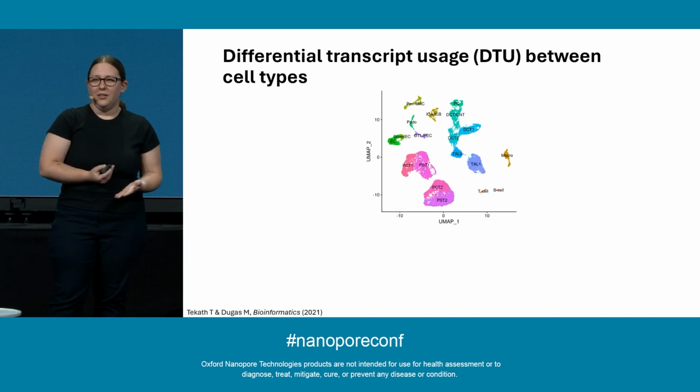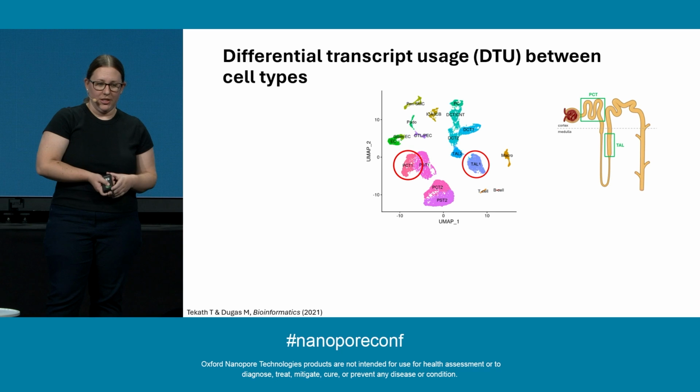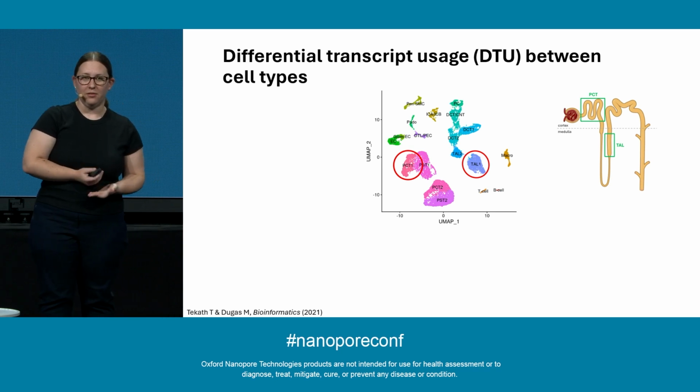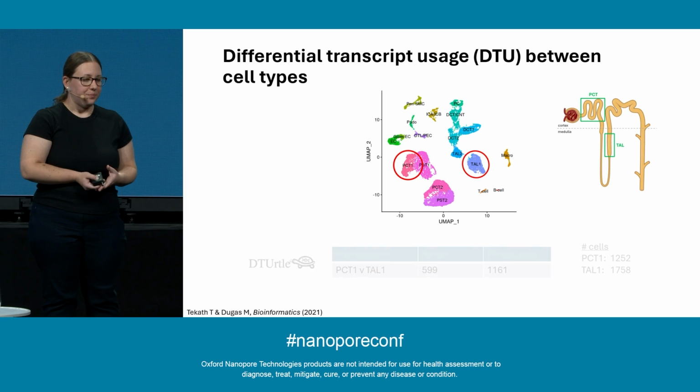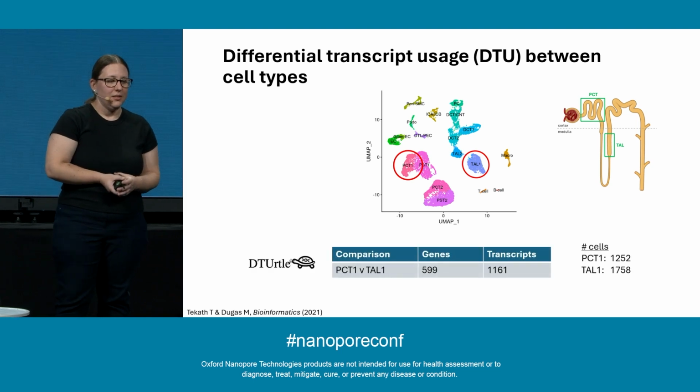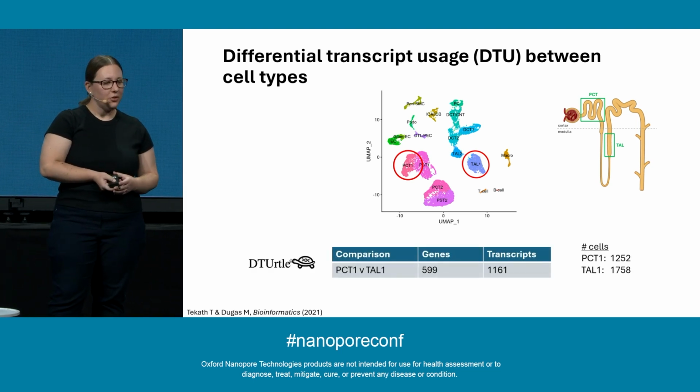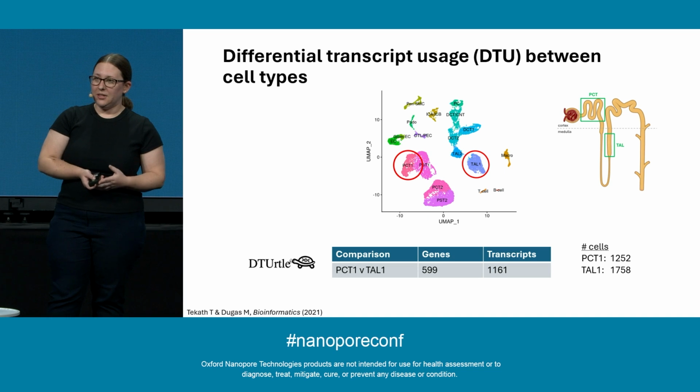And then finally, the entire point of this is to look at alternative splicing between cell types. So for the sake of brevity, I'm just going to focus on looking between PCT1 and TAL1. And just to remind you guys, these have different spatial locations within the kidney, and they also have different functions. So to do this DTU analysis, we use this package called dturtle, which is specifically made for single cell analysis.